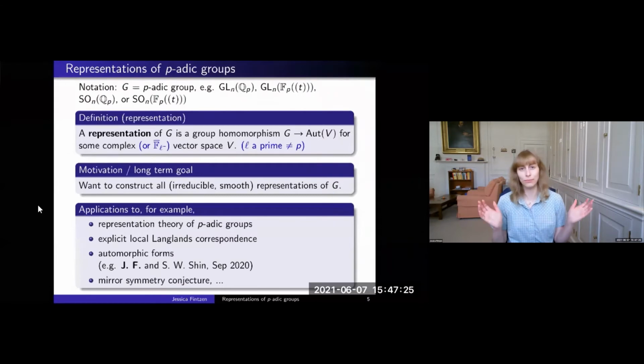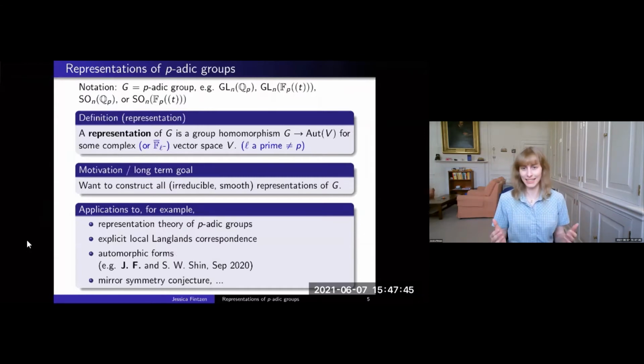And there are also more funny applications, maybe more exotic or surprising applications, for example, to the mirror symmetry conjecture. And I put the dots here because there are many more applications, and maybe you'll encounter some yourself. All right, so that's just an idea of why you might be interested in these things.